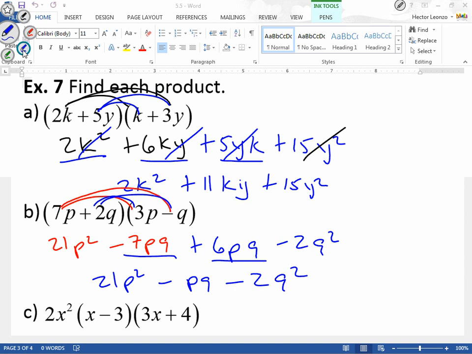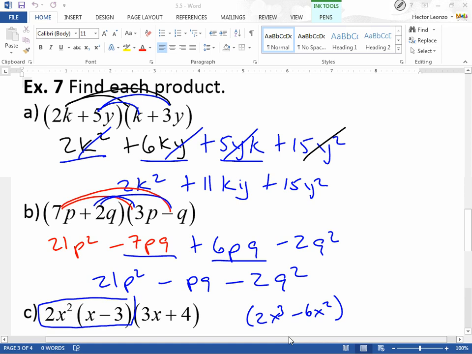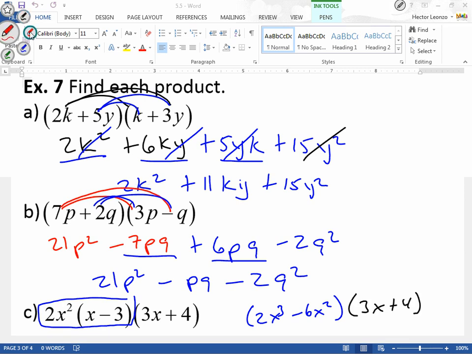Now, when we have three terms, we're going to multiply only the first two. Distribute the 2x squared to the inside, so I'm going to have 2x to the third minus 6x squared. Right? I cannot combine anything, so I'm done. That's just combining the first two terms. So I distribute the 2x squared to the terms on the inside. Don't forget that I still have the other polynomial, 3x plus 4. So now what we're going to do is distribute it again.